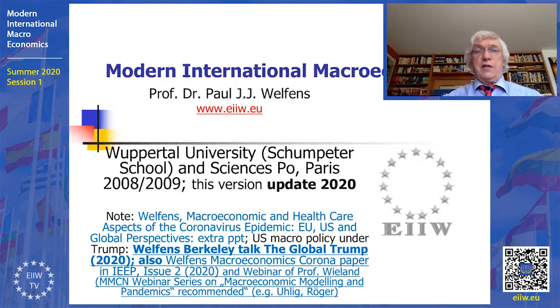So I also recommend that you take a closer look at the new paper, Macroeconomics and Healthcare Aspects of the Coronavirus Epidemic, EU, US, and Global Perspective, which has just been published in the journal International Economics and Economic Policy, issue 2, 2020. There's an extra PowerPoint set of slides for this. You could also take a closer look at US macro policy aspects under President Trump. So there's the Berkeley talk of January 26, where I presented the book, The Global Trump.